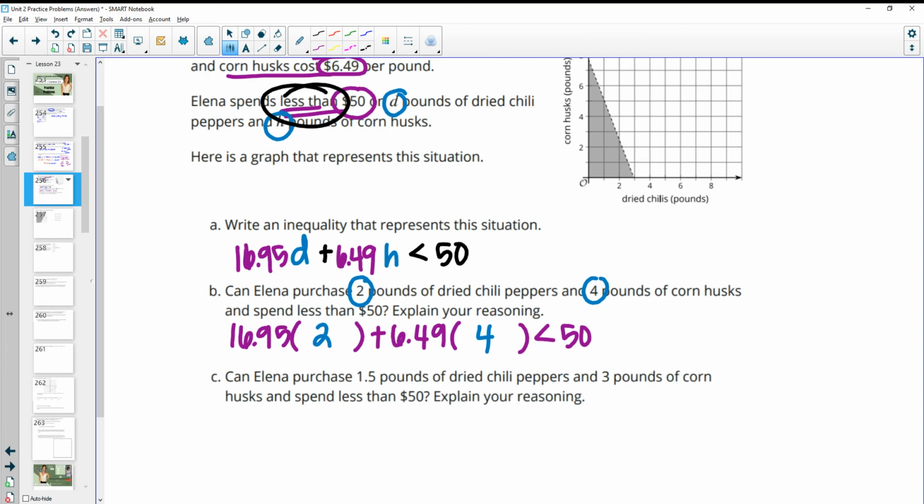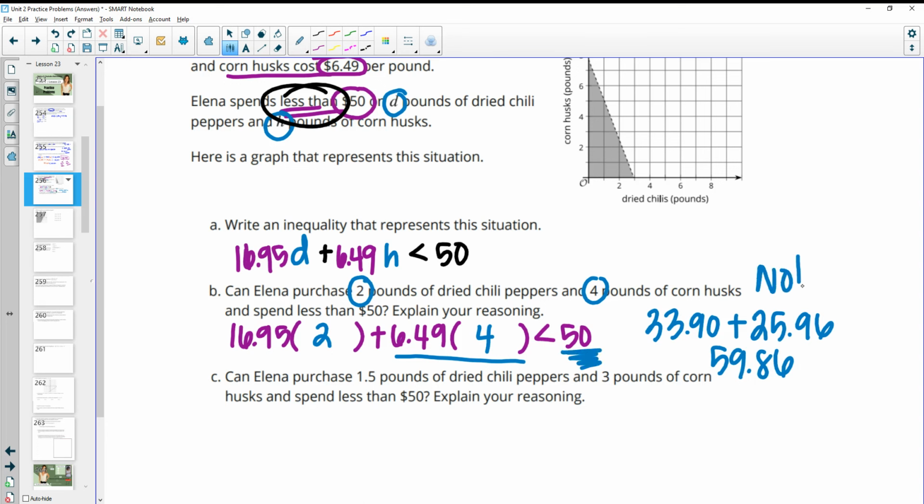So do $16.95 times 2, which gives us $33.90 on dried chili peppers. Then we're going to do the $6.49 times 4, and that's going to give us $25.96. And so when we add $33.90 and $25.96, we get $59.86, which is not less than the 50. So she cannot do this. Okay, no, because it's more than the $50.